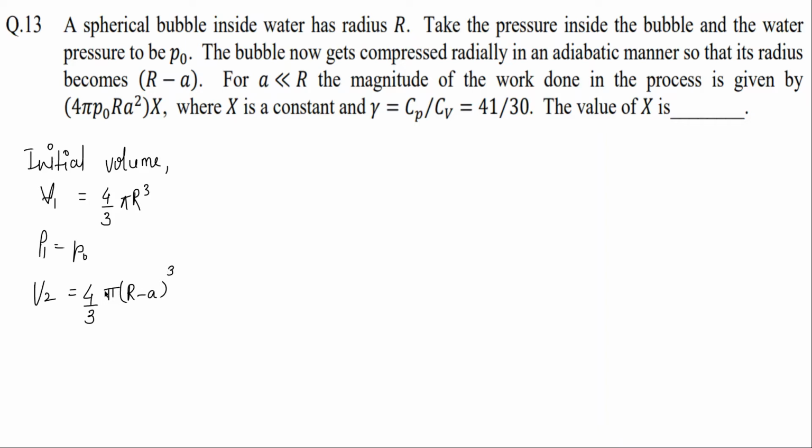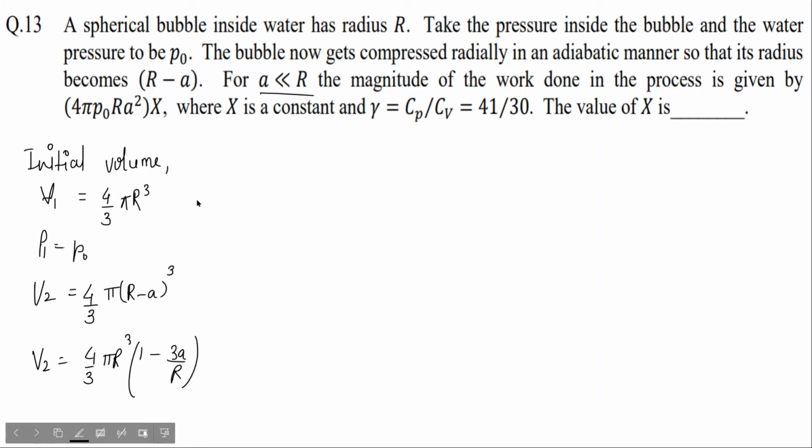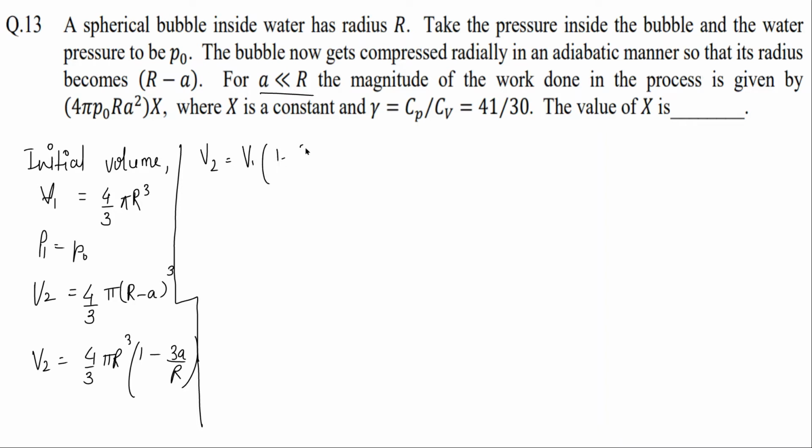So if I use a binomial approximation, since a is very less than r, I can write V2 as 4 by 3 pi r cube times 1 minus 3a by r. Now you see this V2 can be written as V1 times 1 minus 3a by r.